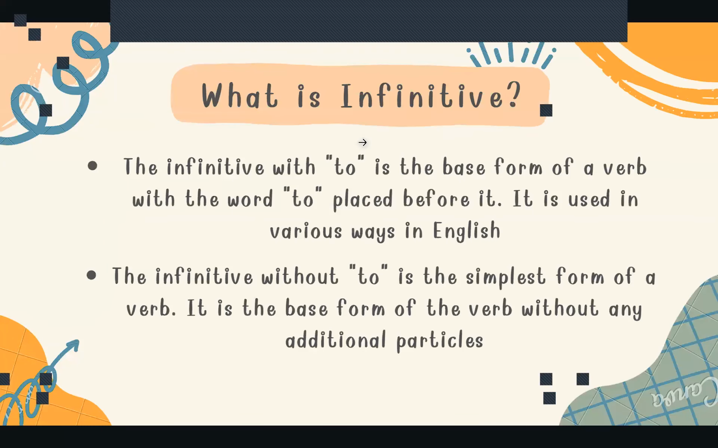And the next is, what is infinitive? The infinitive with to is the base form of a verb with the word to placed before it. It is used in various ways in English. The infinitive without to is the simplest form of a verb. It's the base form of the verb without any additional particle.